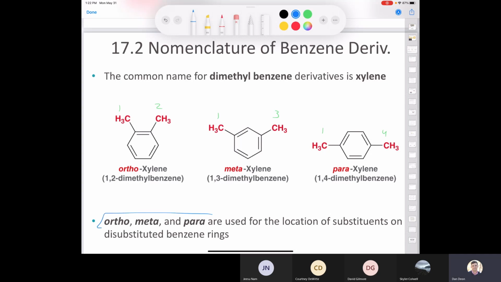Ortho, meta, and para can only be used for di-substituted benzene rings. Once you have three substituents or more, or if you only have one substituent, you cannot use ortho, meta, para. I repeat, ortho, meta, para is only used for di-substituted benzenes. That's it. What does di mean? Two. If you have more or less than two, you cannot break out the ortho, meta, para party.